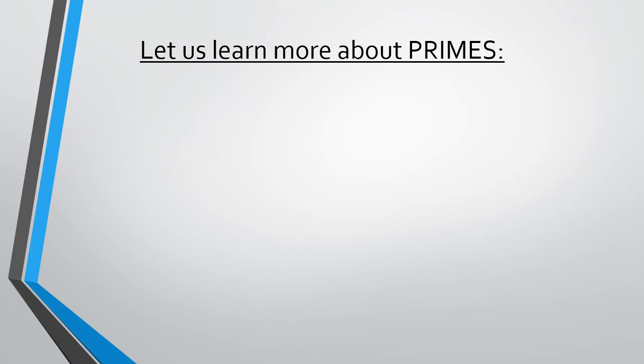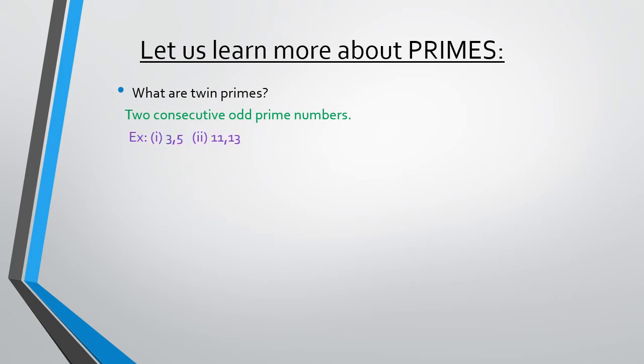Let us learn more about primes. What are twin primes? Two consecutive odd prime numbers are said to be twin primes. What is the meaning of consecutive? Which comes one after the other. So twin primes are odd prime numbers which come one after the other. For example, 3 and 5. 3 is an odd prime number and 5 is an odd prime number which comes one after the other. Similarly, 11 is an odd prime number and 13 comes right after 11, which is also an odd prime number.